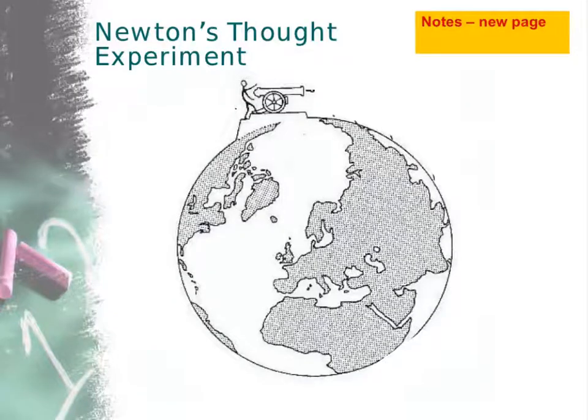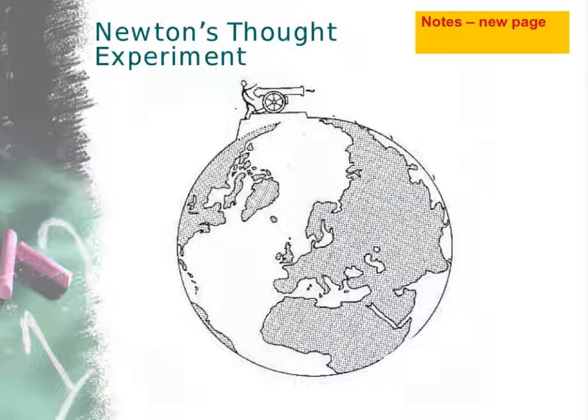I want to start this class off by talking about Isaac Newton and probably his most famous discovery, and that is the discovery of universal gravity. I told you that Newton came up with the formula for universal gravity, and that's why we call it Newton's law of universal gravitation.